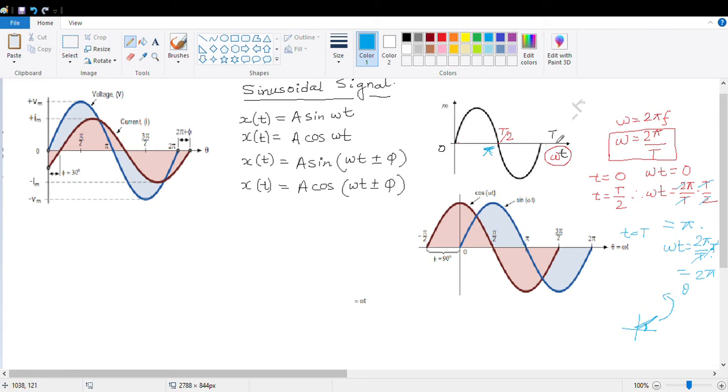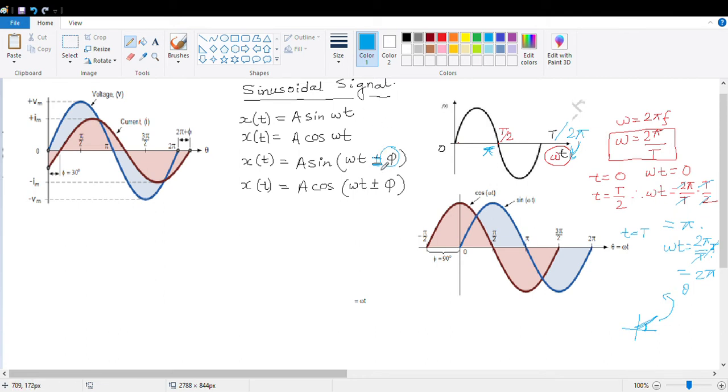So the scale is changed to 2 pi when the time axis is converted to omega t form. Understood? Now let's come to this type of expression. Here it is written leading. If it is plus, that means there is what we call a leading angle, and if there is a minus, it will be a lagging angle.